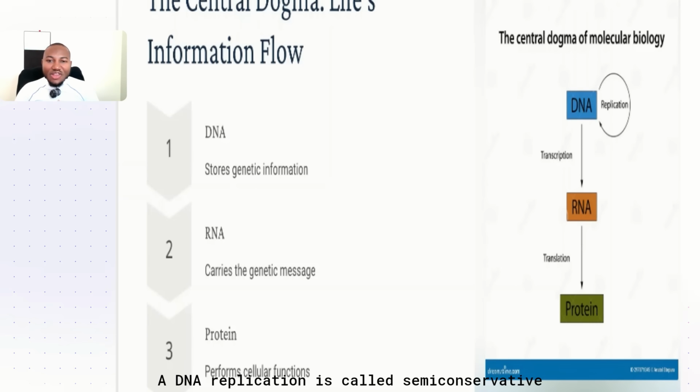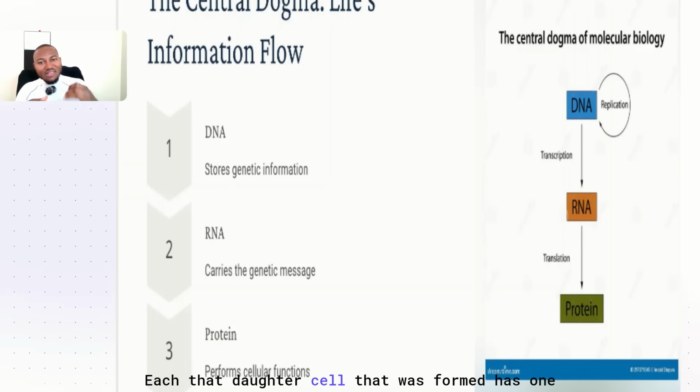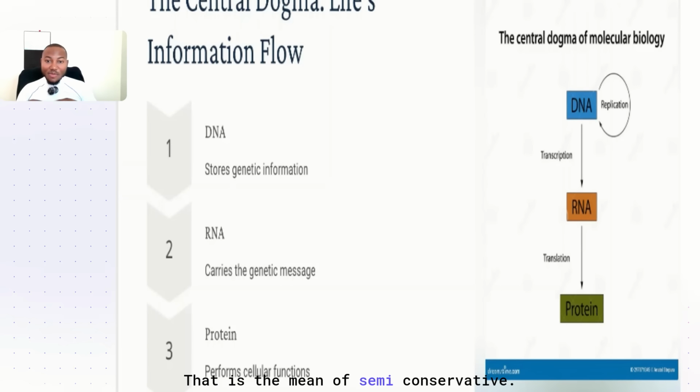DNA replication is called semi-conservative because dash. That's what semi-conservative means, very, very important, right? It means that each daughter DNA consists of one new helix and one old helix. So if DNA replicates, that breaks into two, right? What happens? That daughter DNA that was formed has one new strand and one old strand. That is the meaning of semi-conservative.